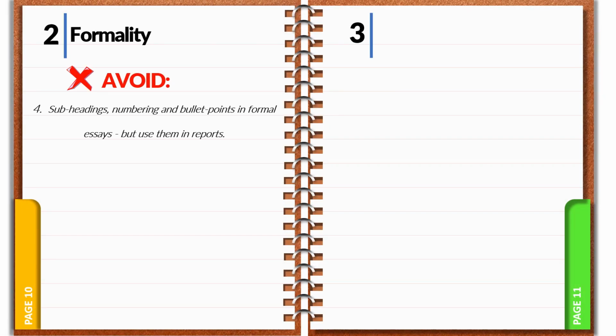You need to also avoid using subheadings, numbering, and bullet points in formal essays, but use them in reports. Lastly, avoid asking questions. For example, what can be done to lower the cost? You can use declarative sentences instead.